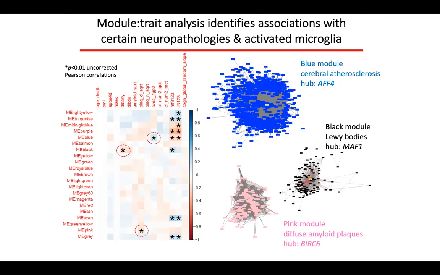We do find an association of the pink module, which is shown here at the bottom, with diffuse amyloid plaques. So this again is a very early phenotype. It is different from the neuritic amyloid plaques, which also have tau and are more closely related to cognitive decline. And interestingly, we find a different module, the black module, as being associated with Lewy bodies. And again, not surprising, we see a large module consisting of genes that are related to cerebral atherosclerosis. This picks up the associations that we saw earlier.